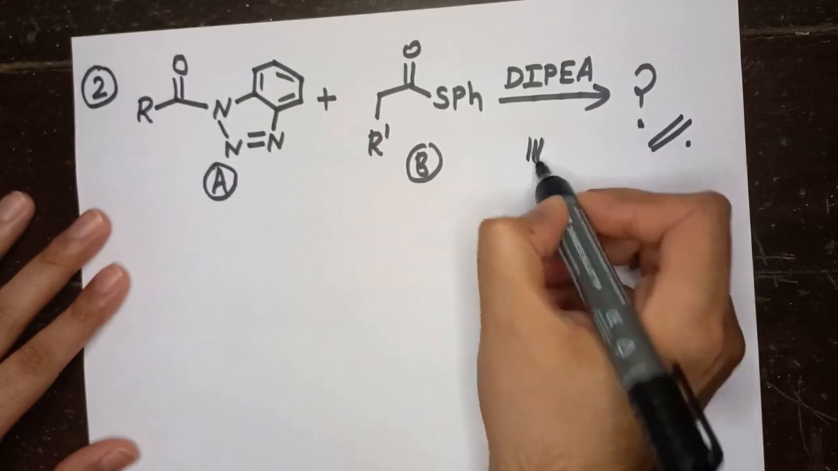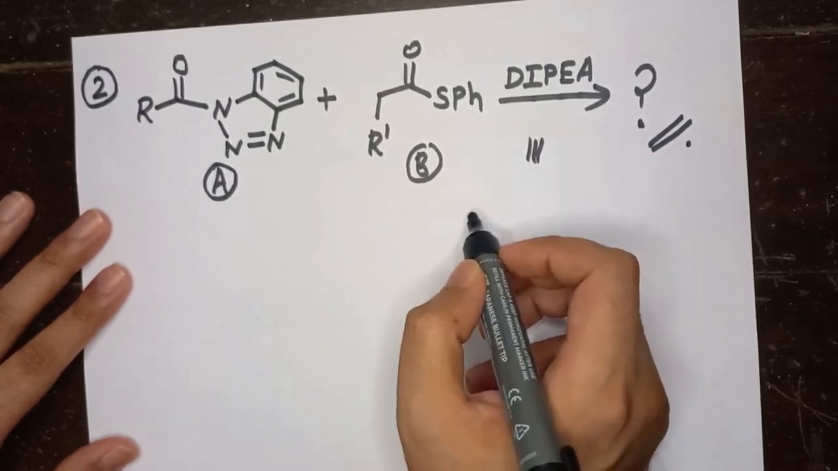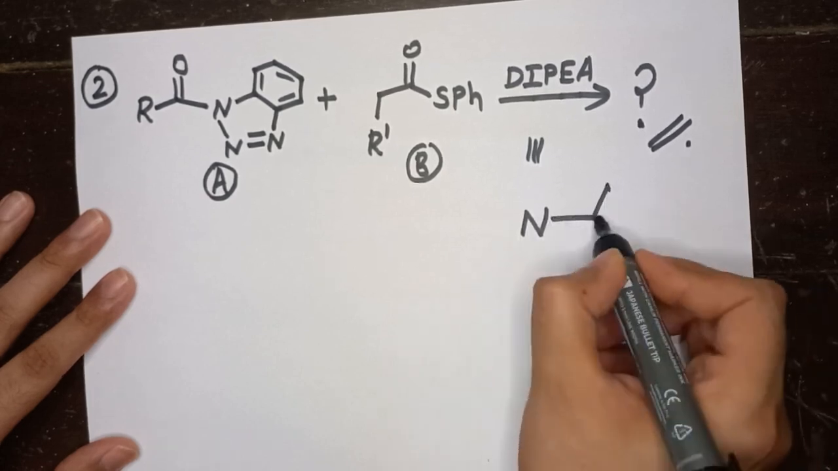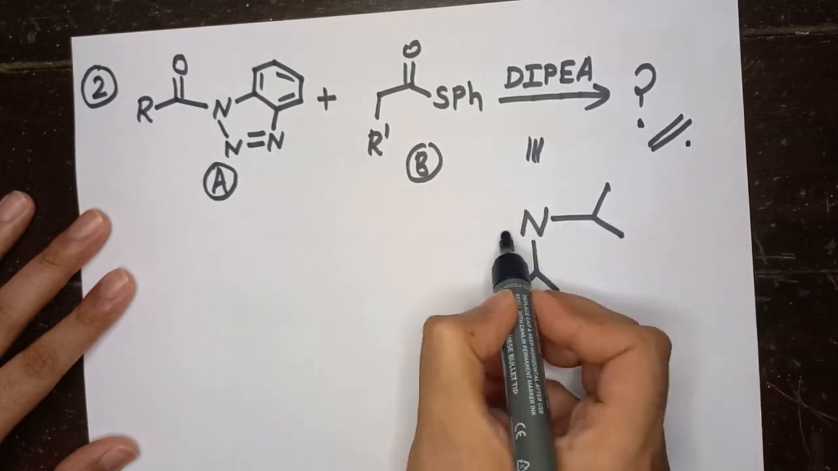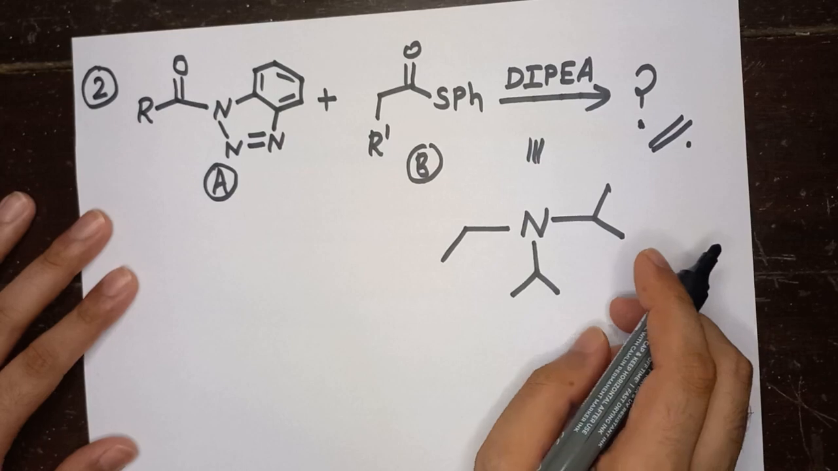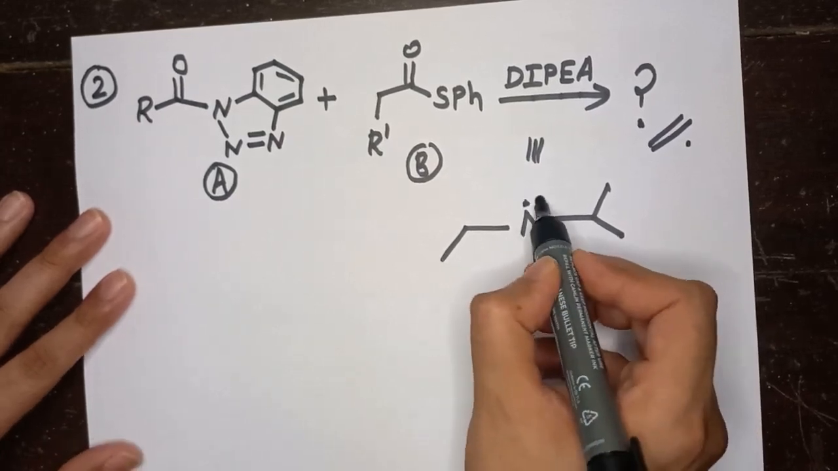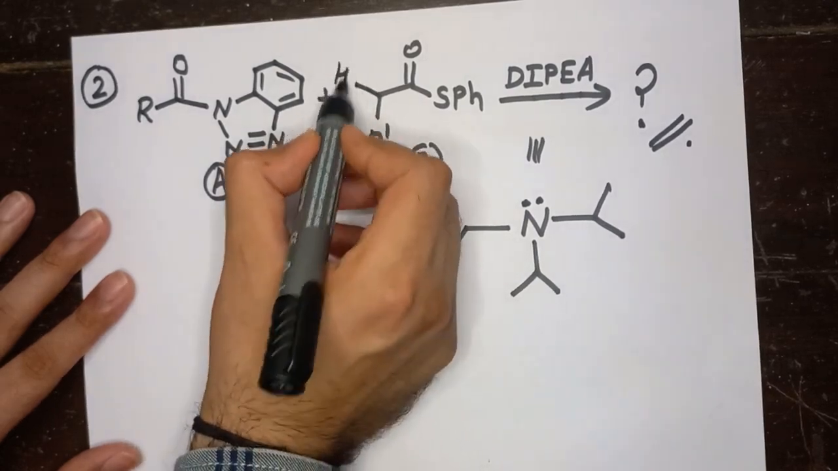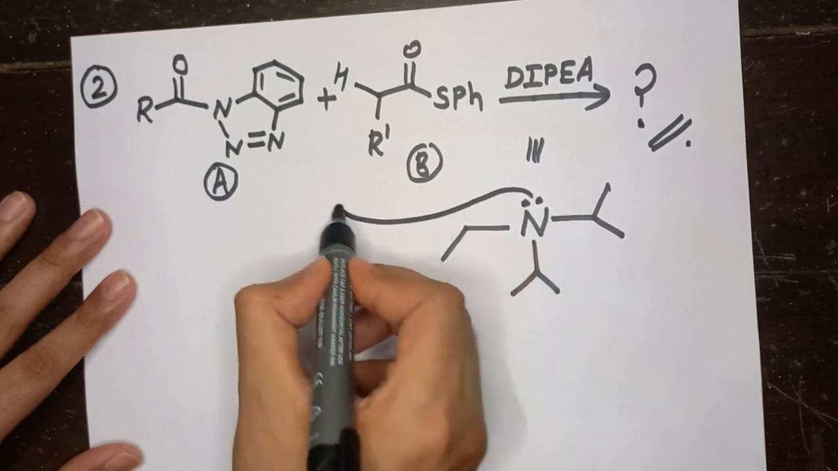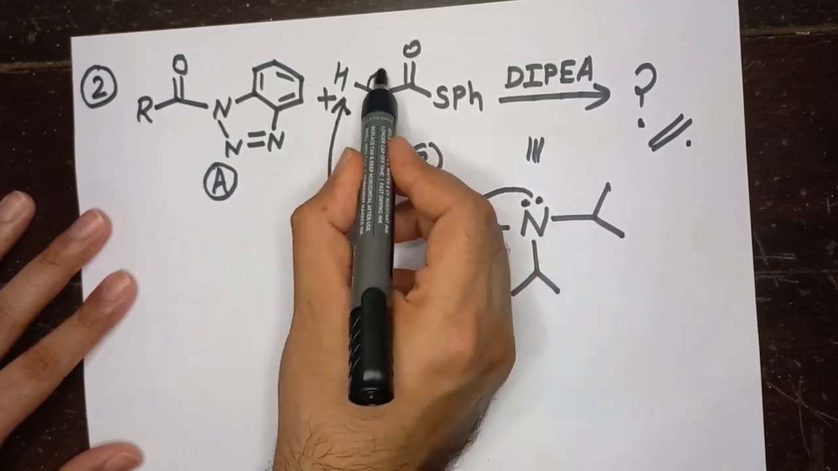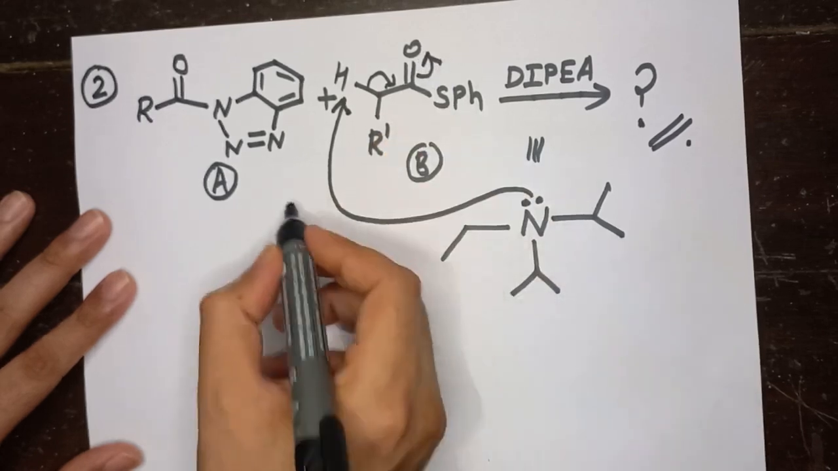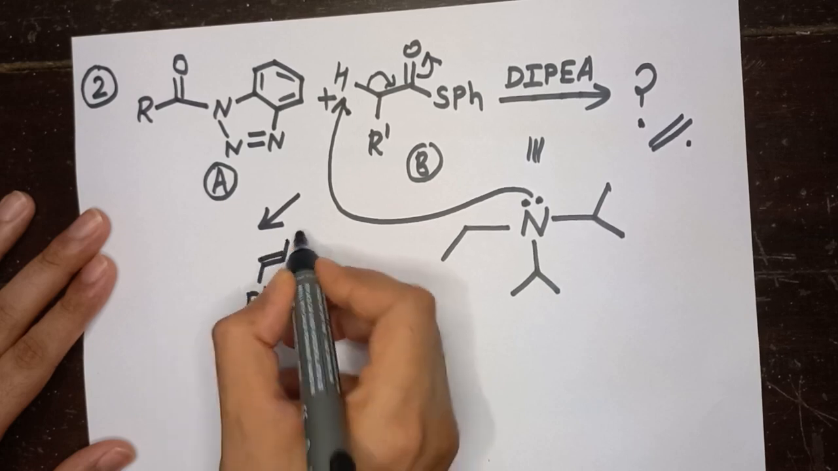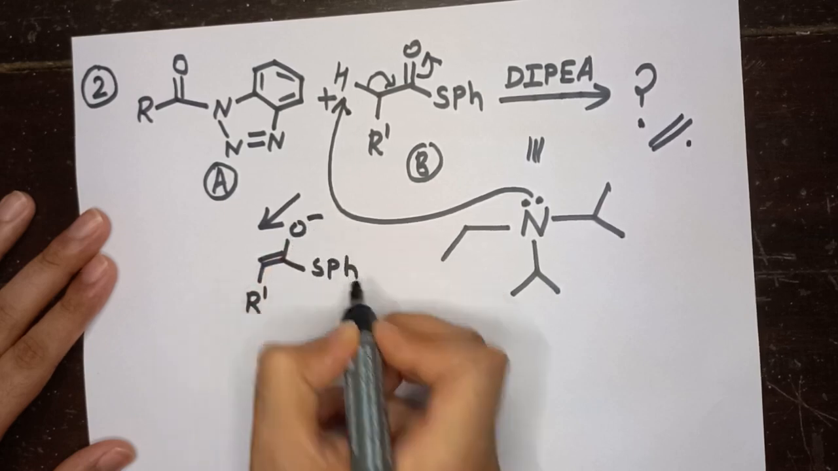Okay, so DIPEA is a base. DIPEA is nothing but diisopropylethylamine. So we know it is an amine: two isopropyl groups and an ethyl group. So this is called DIPEA. Now this is a base, it is going to grab the proton. Molecule A does not have any acidic proton, but molecule B does have an acidic proton. So this will grab this proton and generate an enolate. So we are going to form this enolate.